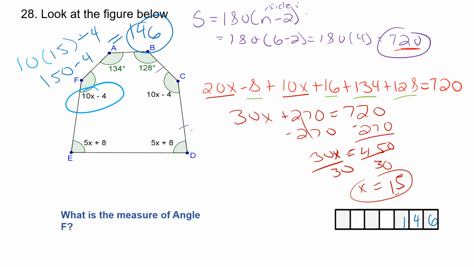Anytime you're given a polygon and you're given angles and you have to find one of the angles, you can always use the polygon angle sum theorem to find the measure of all of the interior angles and set what you have equal to that amount. All right, so let's move on.